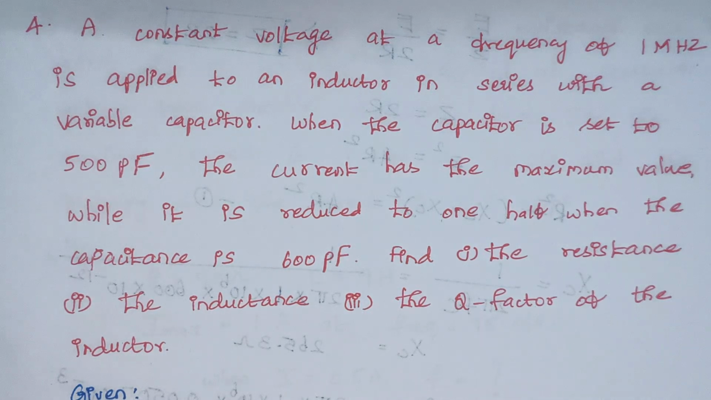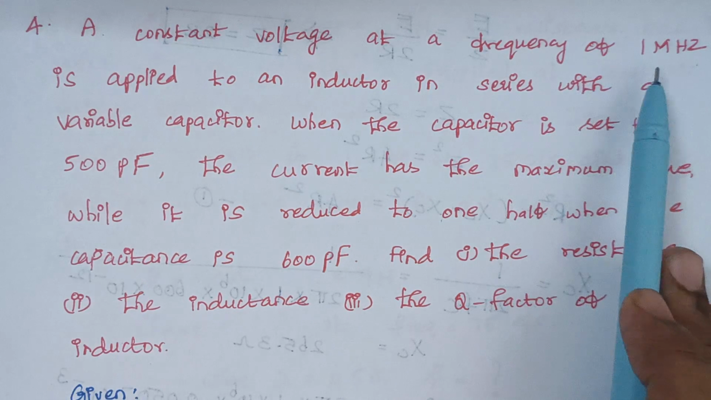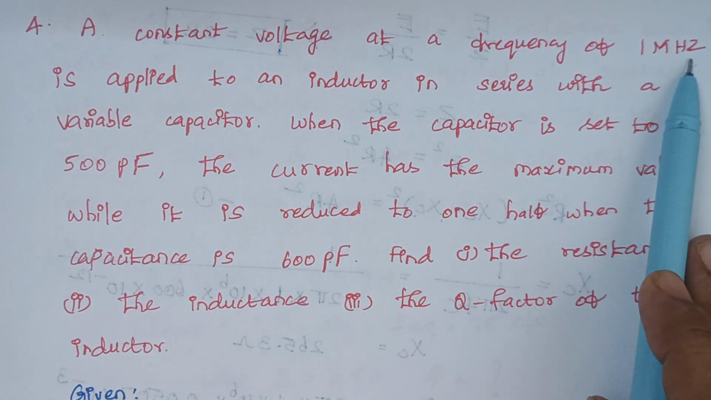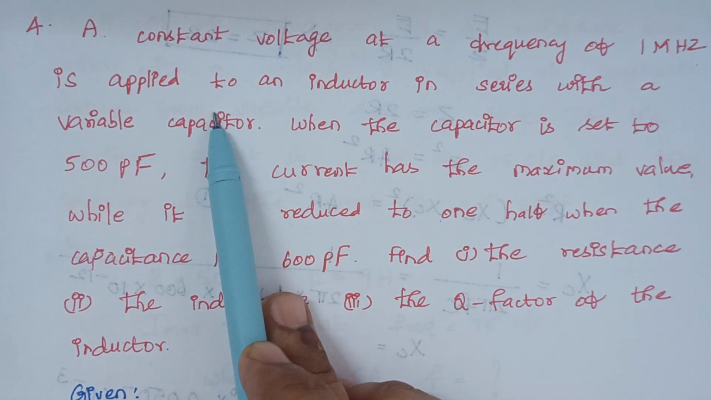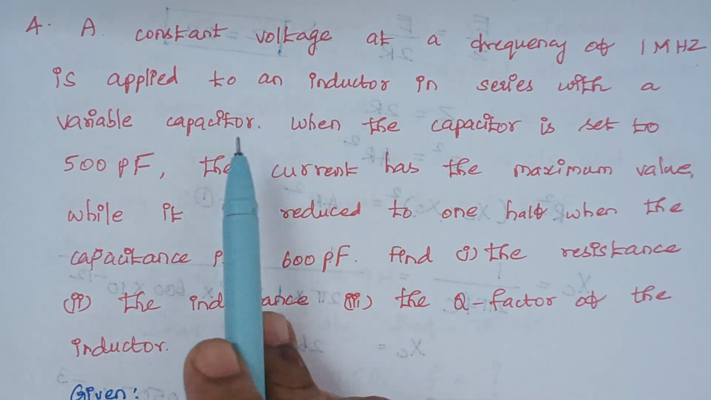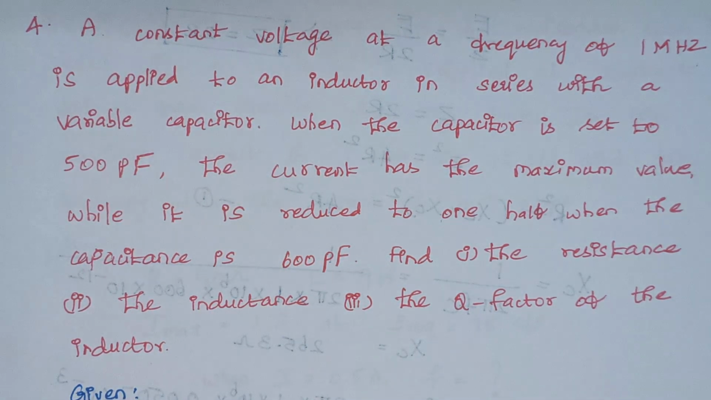Right. So from the given problem, you see what are all the given data. Here a frequency of 1 MHz is given to a circuit that has an inductor and a variable capacitor. What do you mean by variable capacitor? That is a capacitor whose value of capacitance can be adjusted.